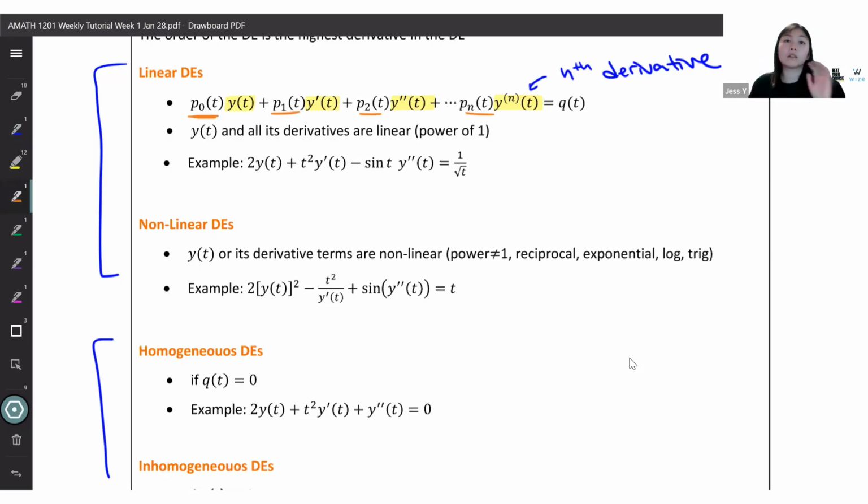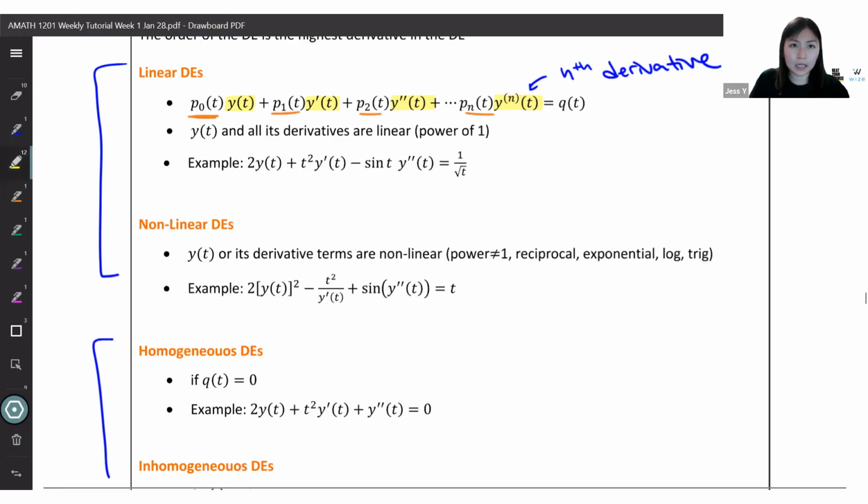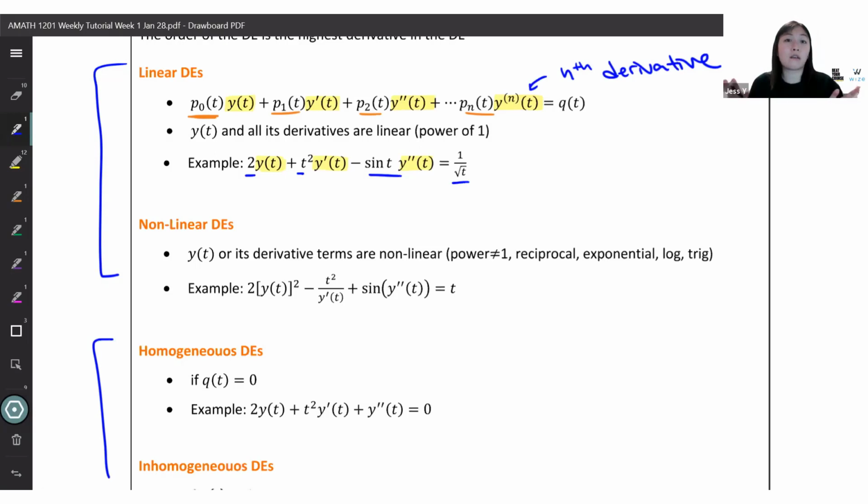That could be whatever it wants. I don't care. But the y's themselves are linear. So for example, if you look at this guy here, the y's and its derivatives are all linear. The t terms that are being multiplied by it, those don't have to be linear. Just the y parts have to be linear. And if the y parts are not linear, then it's a nonlinear DE.